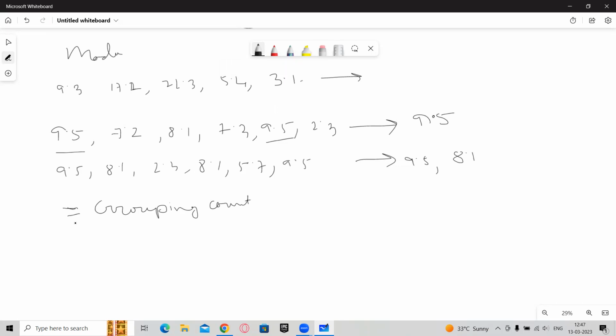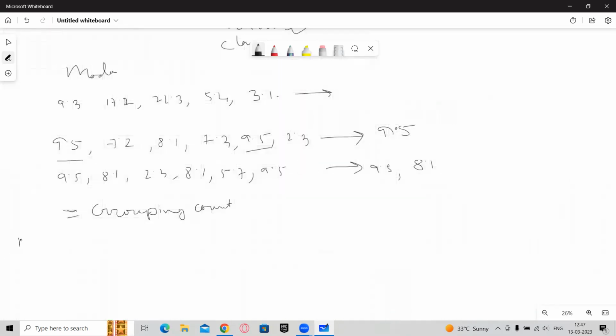Then the mean is a representation of summing your data, because you sum your data and take the mean of it, so one value can represent your entire cluster. For the median, we generally order the data and take the middle point of it, or sorting. And for mode, we group the values and count their frequency.